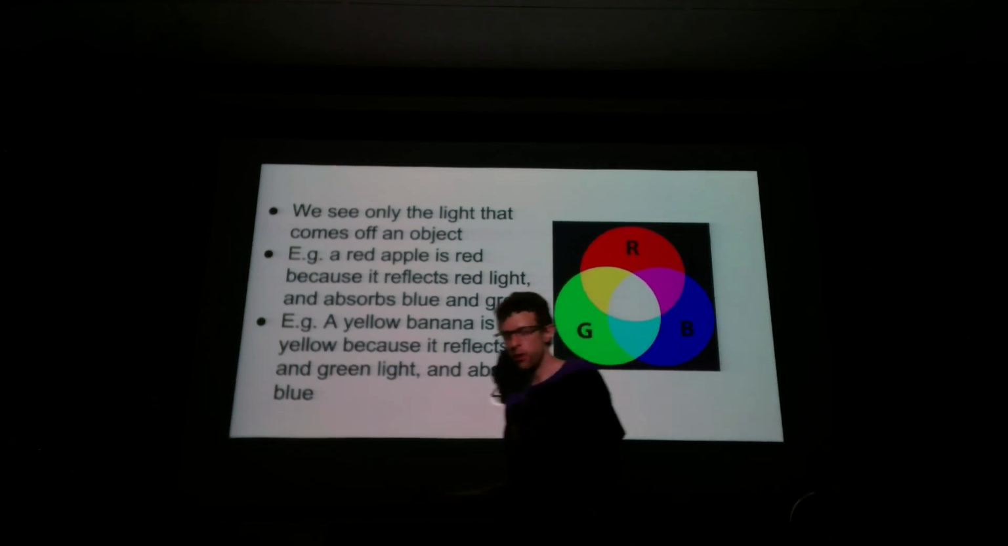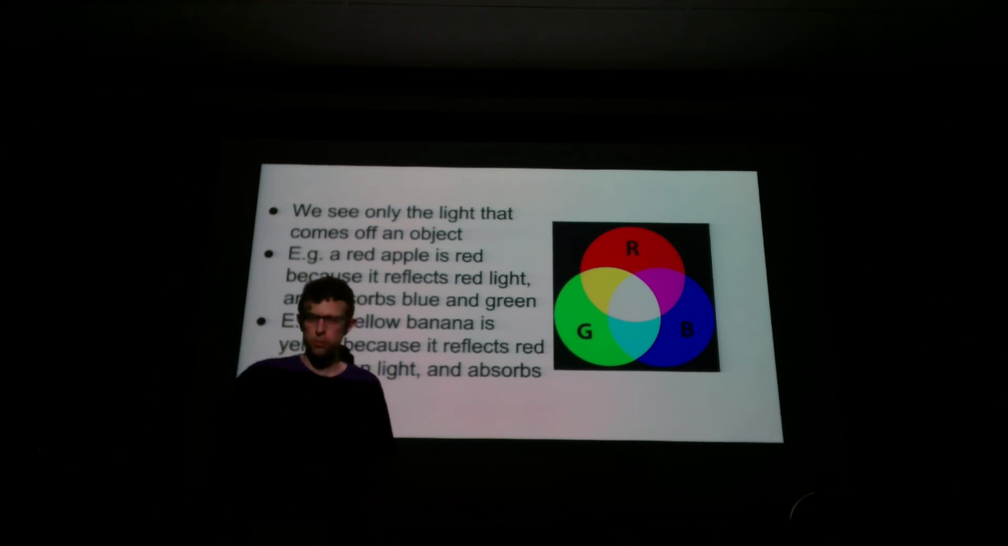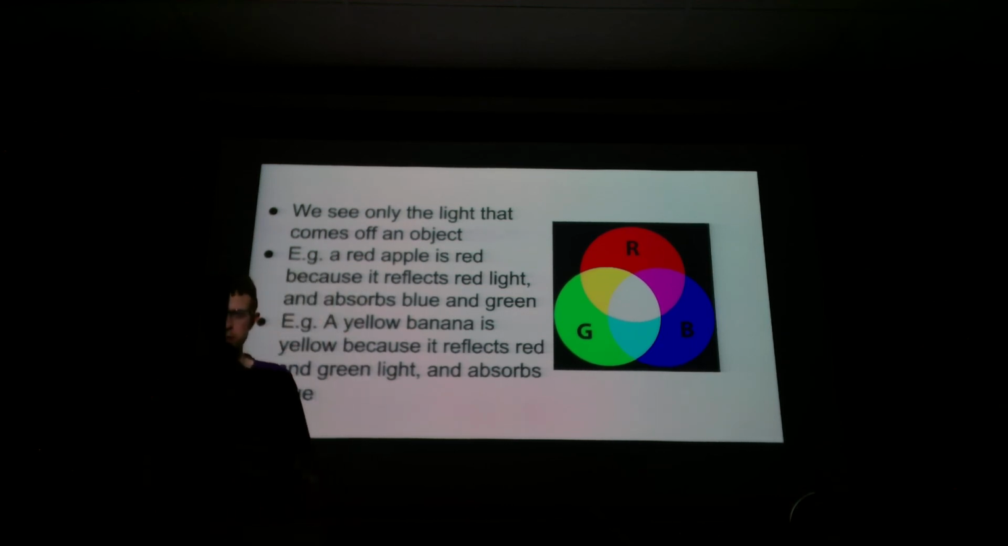White light is a mixture of all the colors, so whatever gets reflected, we'll see. Whatever gets absorbed, we will not see. We don't have to think about any special cases of light.